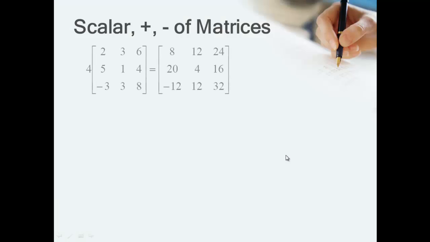When you're multiplying by a scalar, what you have to do is simply times every term in the matrix by that particular value. So in this case we're doing 4 by 2 is 8, 4 by 5 is 20, 4 by minus 3 is negative 12. I think you can sort of follow that.